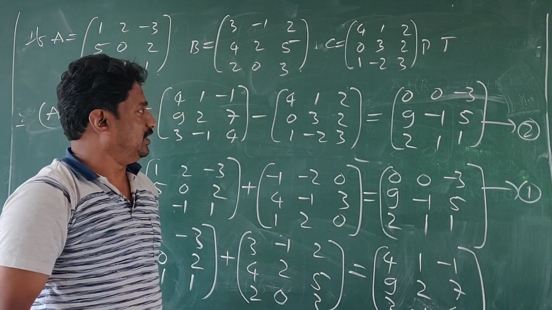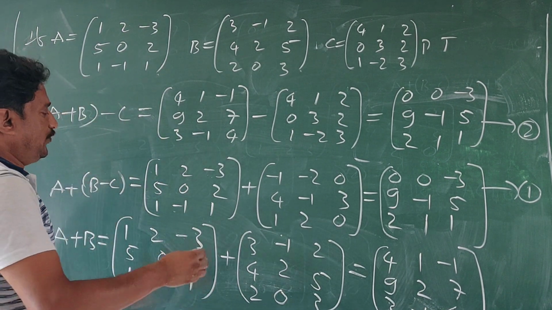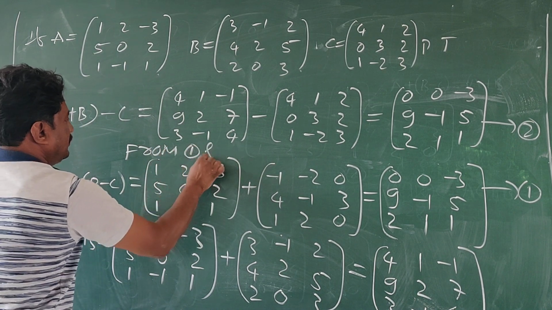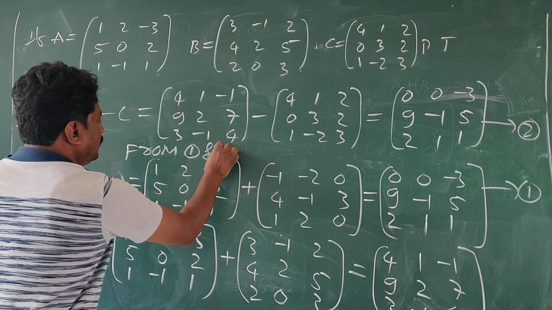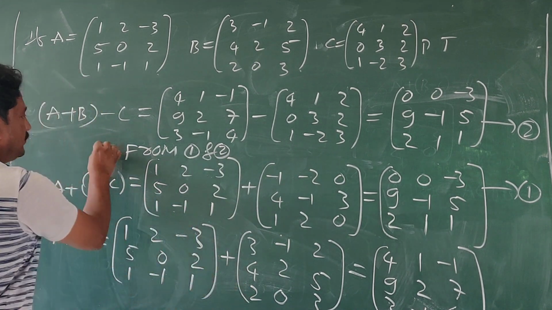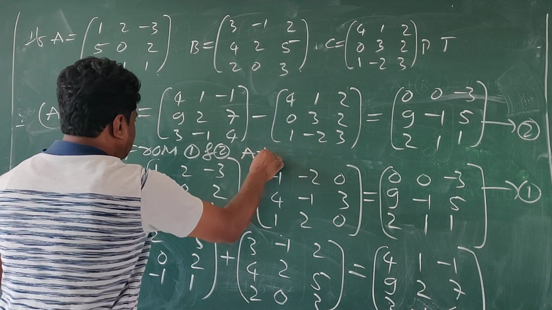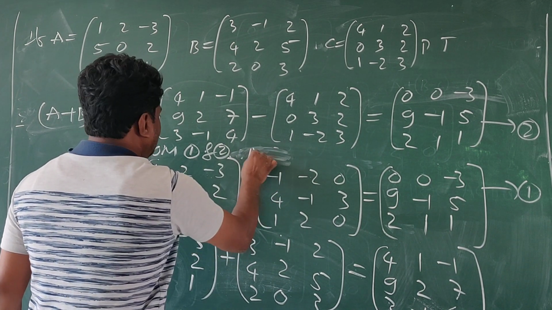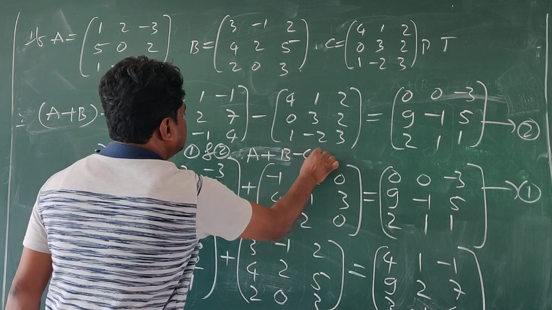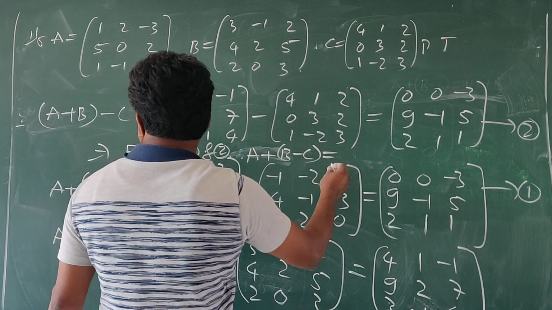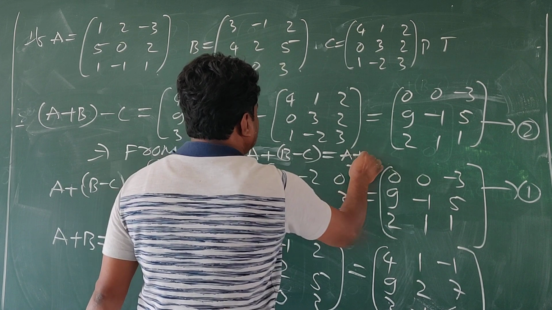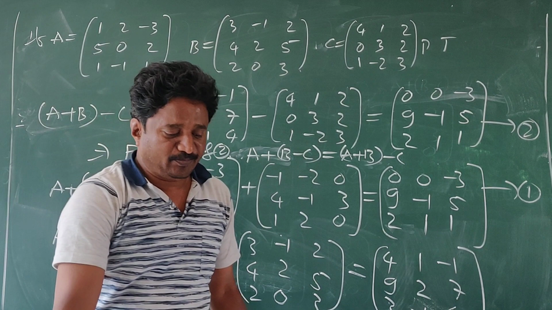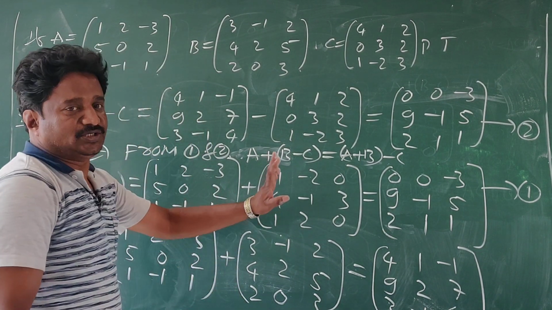I think we solved that. From 1 and 2, you write A + (B - C) is equal to (A + B) - C. Proving is over. We proved that. So I think you understood this.